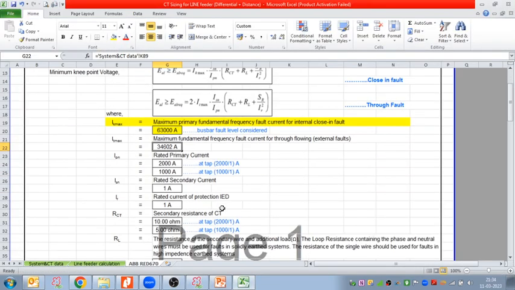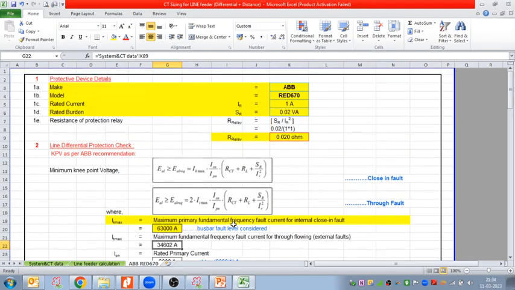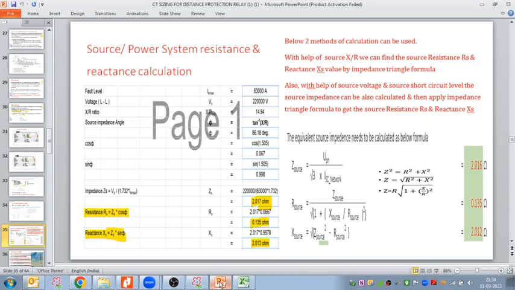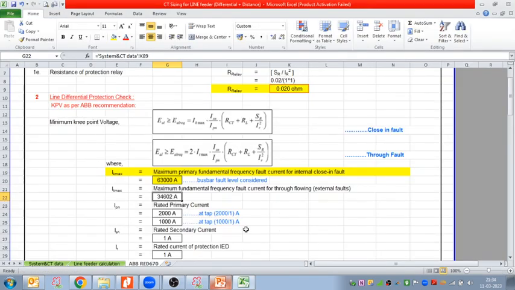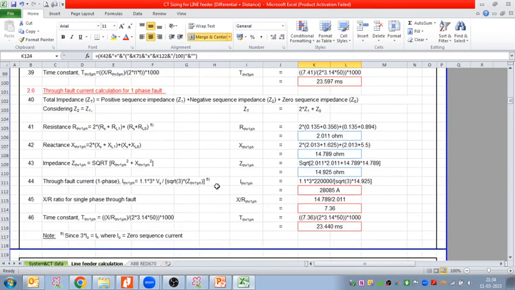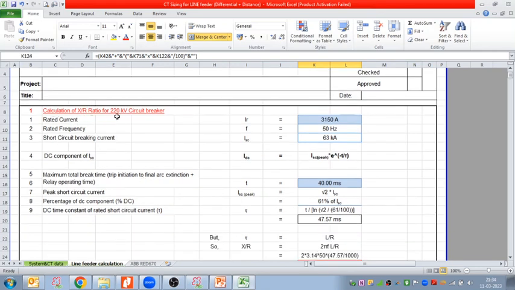So coming back to the same Excel, ultimately we will come to this Excel, but each and every cell, I'm explaining first with the help of this PPT, and thereafter we will discuss all this in the Excel together. So now coming to these feeder calculations, the calculation of X/R ratio for the 220 kV.